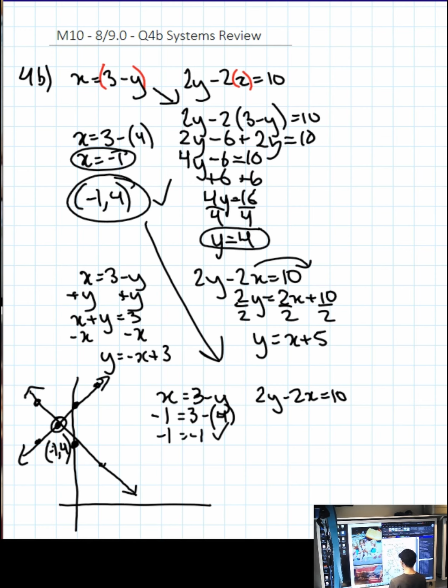So again, the equation on the right, taking the same point, we have a y value of 4. We have an x value of negative 1. On the left-hand side, we have 2 times 4 is 8. Negative 2 times negative 1 is positive 2 equals 10. And 8 plus 2 is 10. 10 equals 10. Check mark.